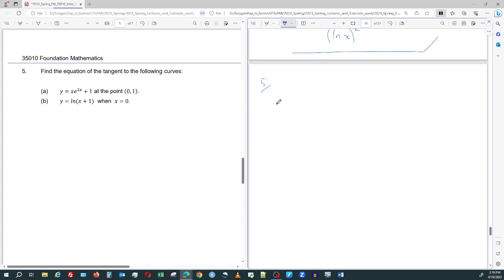All right, so find the equation of the tangent. So this is actually looking for y equals mx plus b in that form. So we've got to develop our m. Now it's giving us x and y pairs. It's giving us these x and y pairs in A, and it's 0 and 1. So for A, y equals x e to the 2x plus 1.